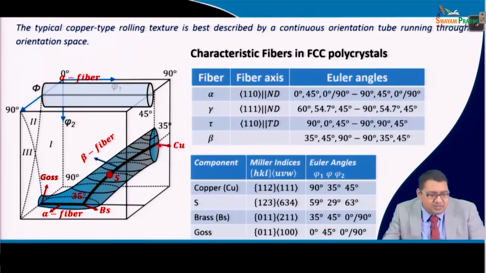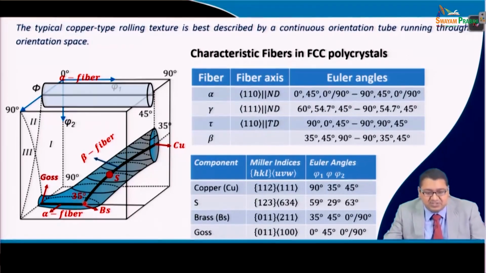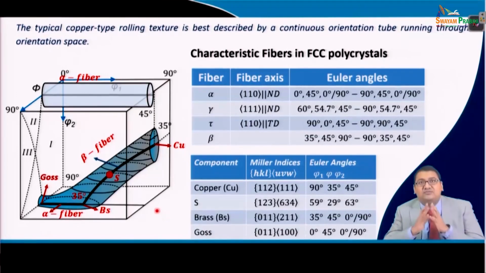Now, when we are considering this fiber, it starts from brass, which is at phi 1 equal to 35 degrees, phi equal to 45 degrees, and phi 2 equal to 90 degrees. If you look here, brass, which is a 011 211 type of component, starts at 35 degrees, 45 degrees and 90 degrees. So, the brass component is present at phi 2 equal to 0, that is here, and at phi 2 equal to 90 degrees, that is here, relating Goss to brass to form the partial alpha fiber. If this fiber continues up to phi 1 equal to 90, phi equal to 45 and phi 2 equal to 90, this is the full alpha fiber, right.